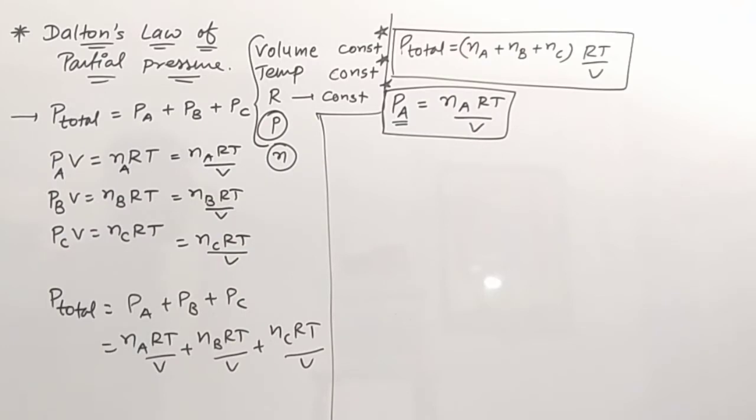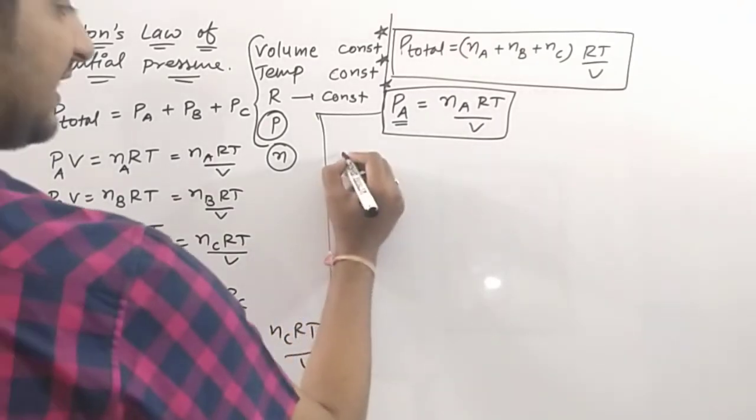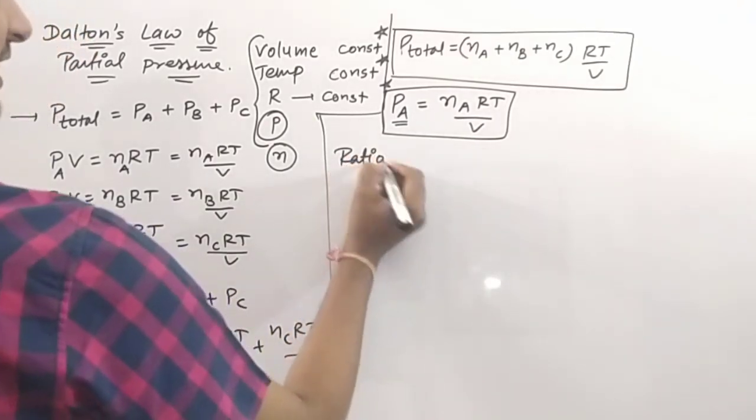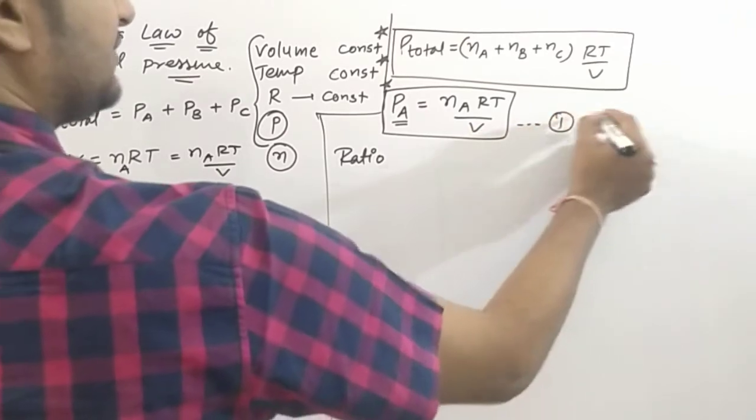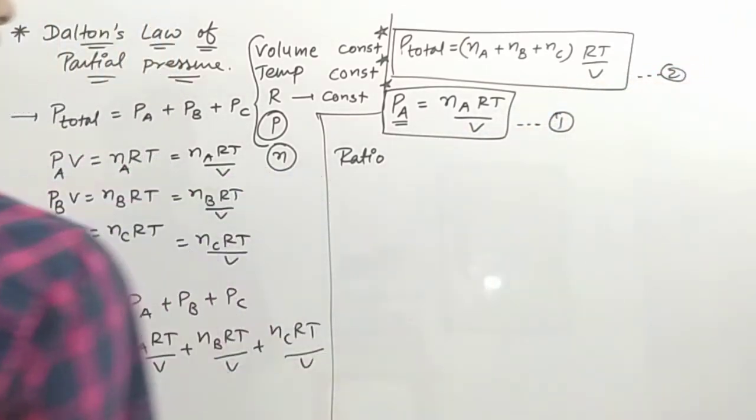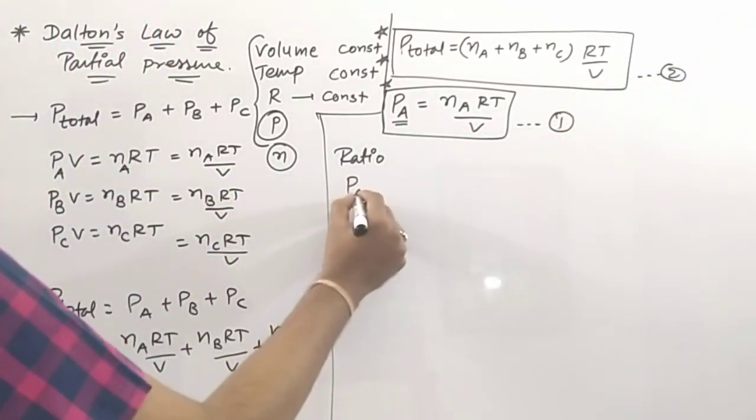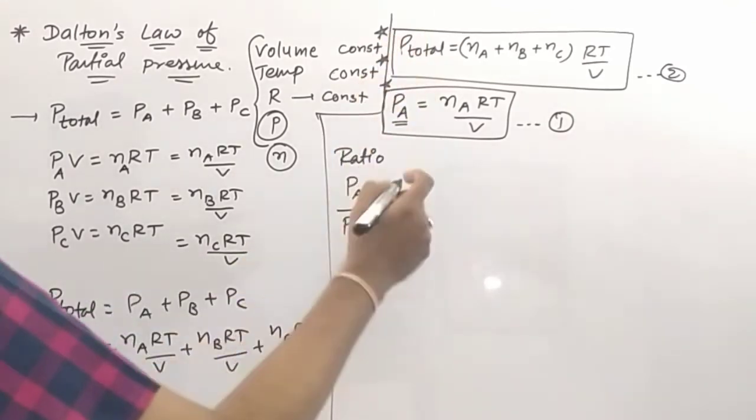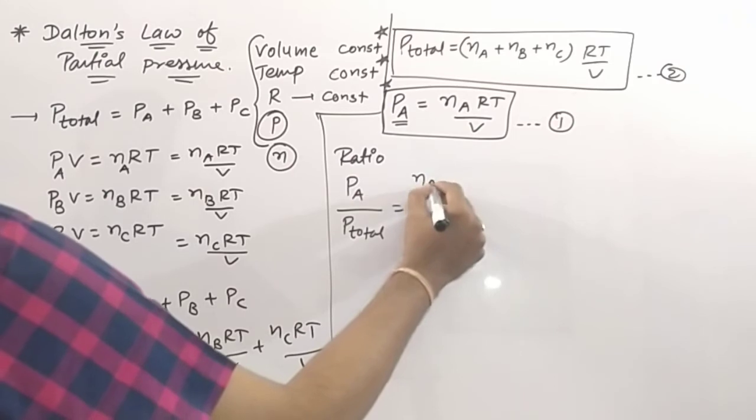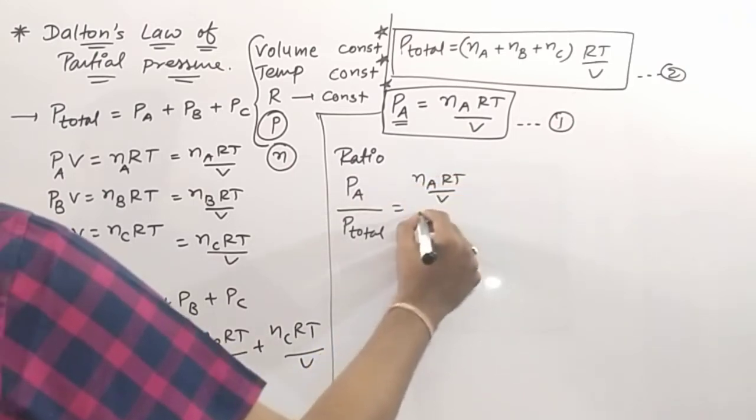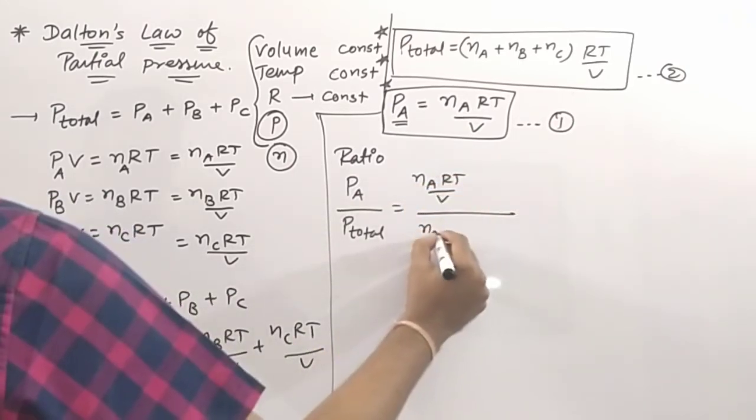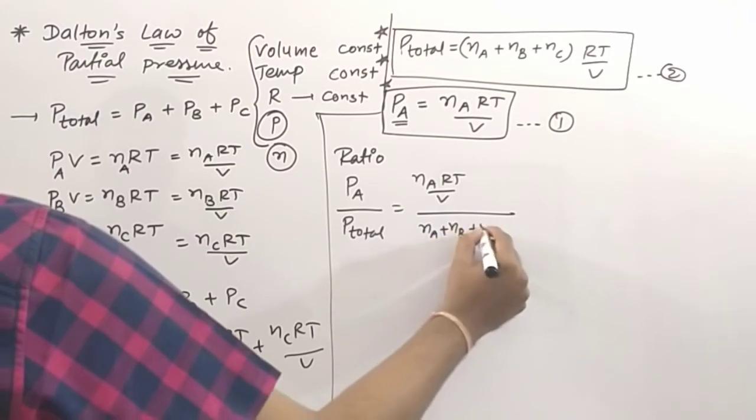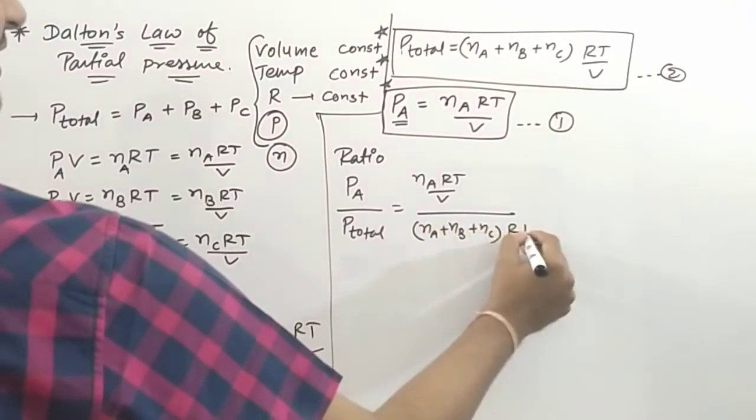NRT upon V. Now, if I am taking the ratio of equation number 1 and equation number 2, I can write here PA upon P total. So PA is equal to what? NART upon V, and P total is equal to Na plus Nb plus Nc into RT upon V.